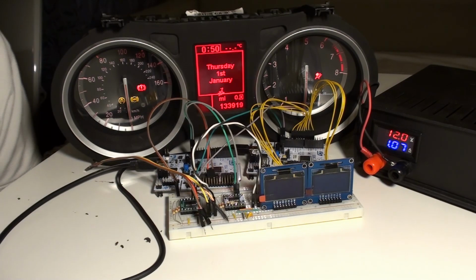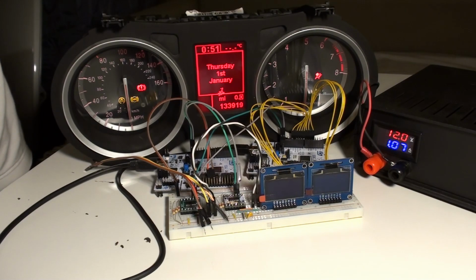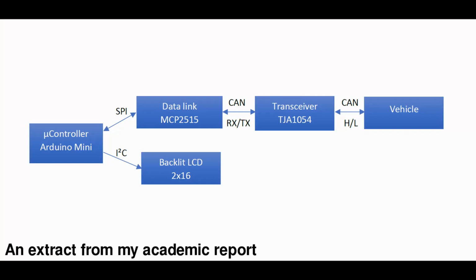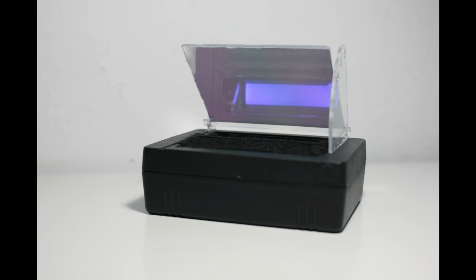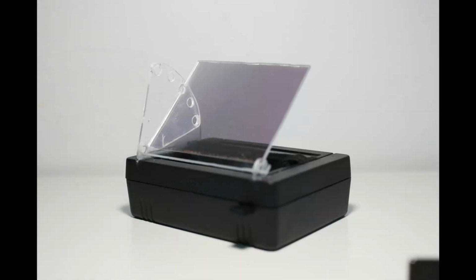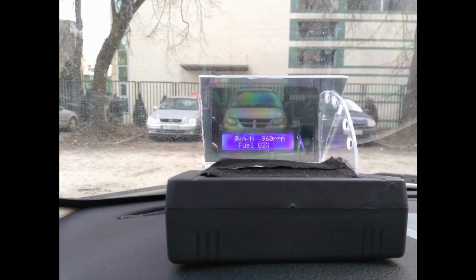Since I don't have the first prototype here with me, I'm going to show you the photographs on screen. So in this first device, this first prototype for that university project, there was some Arduino Mini, some CAN transceivers, and it was hooked up to a 2x16 LCD screen. And the information from that screen was projected through a mirror onto a plexiglass covered with a semi-translucent film. So it was a self-contained device that you could just put on the dashboard, and that's how you could see all the information.